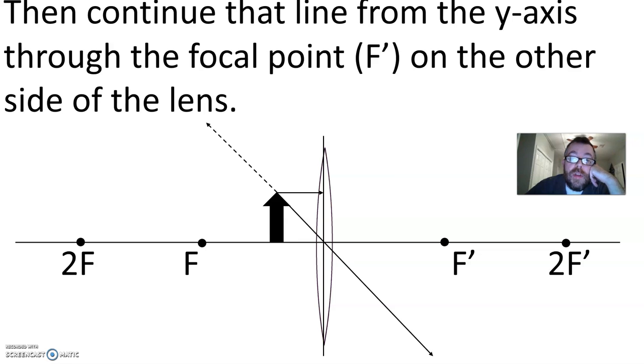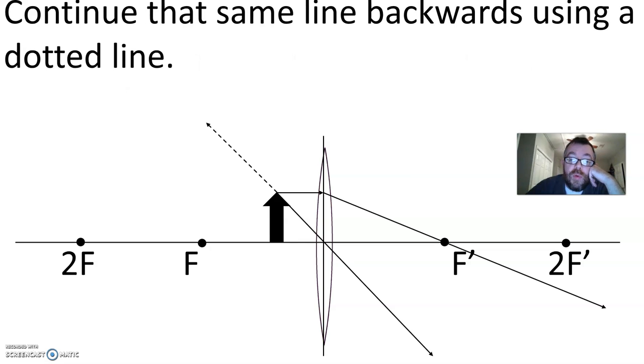And then continue that line from the y-axis through the focal point on the other side of the lens. There it goes there. And then we're going to continue that line backwards as well with a dotted line. What we're up to is we're going to make a virtual image.